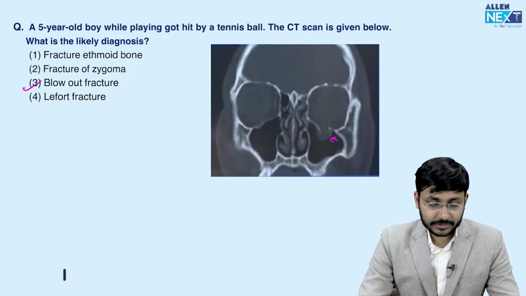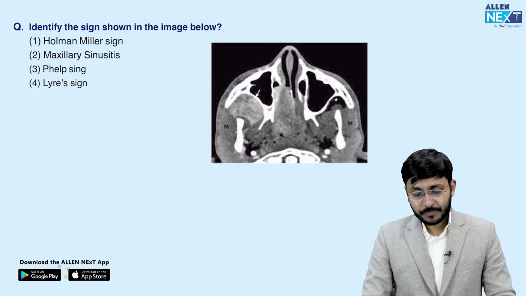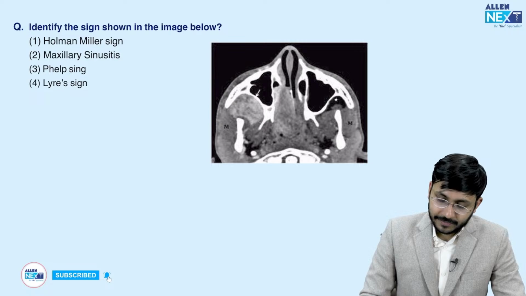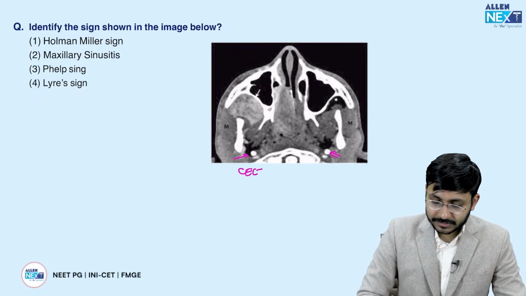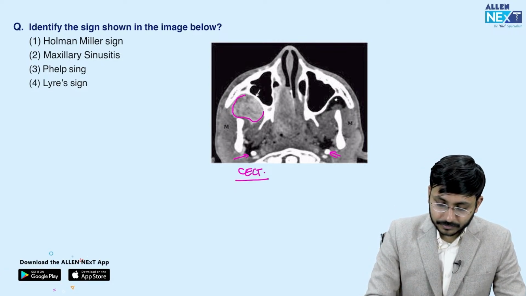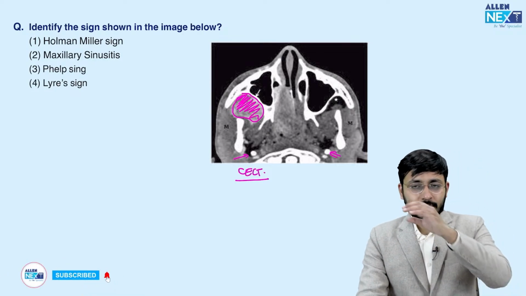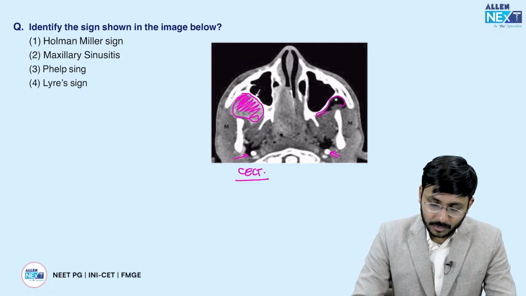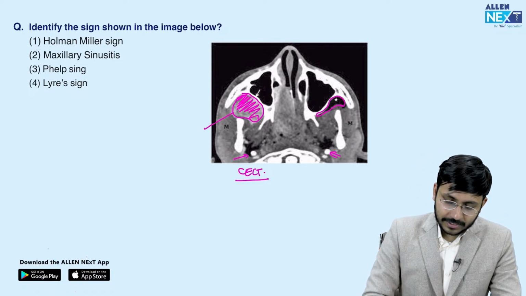Now moving on to the next question, identify the sign shown in the given image below. So first of all, this is a contrast enhanced CT. We are seeing vessels very well. This is contrast within the vessel. And we see that there is this big mass in the right pterygopalatine fossa and the pterygomaxillary fissure. So this right here is your retromaxillary fat.